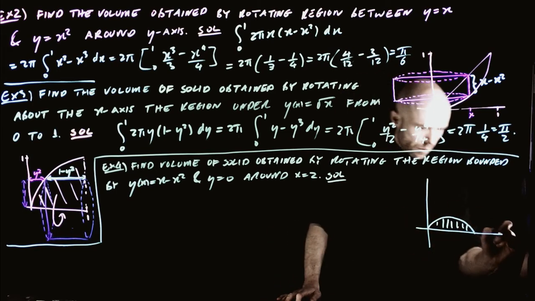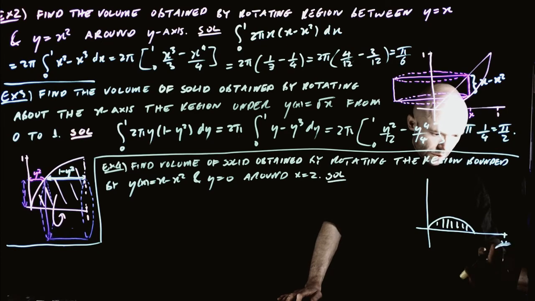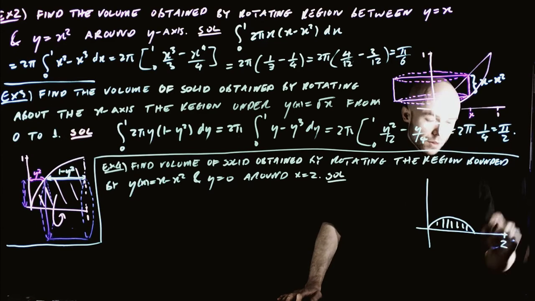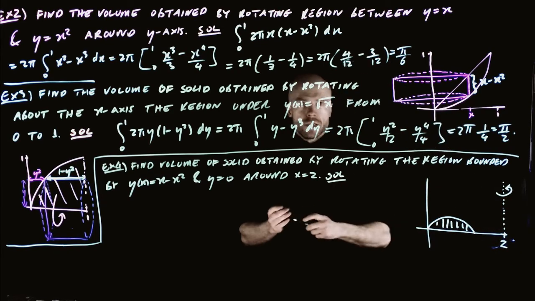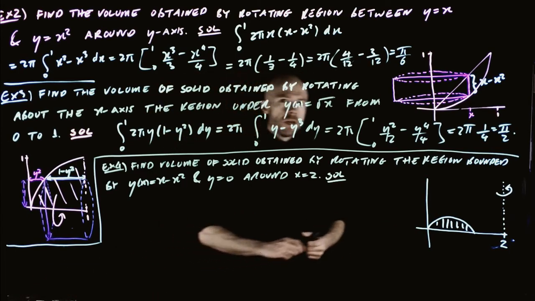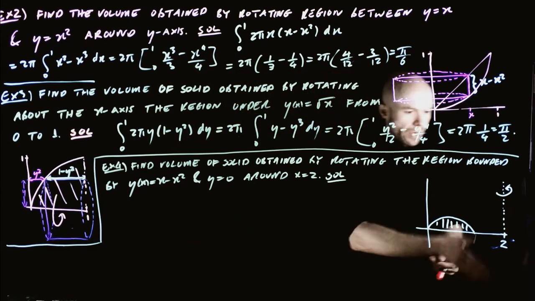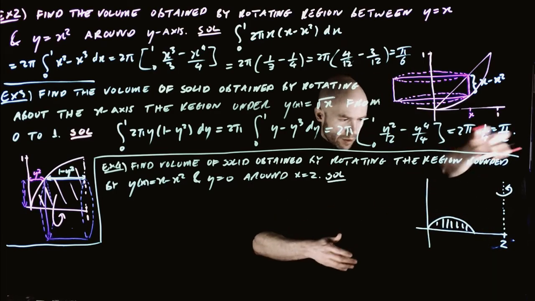Around x equals 2, so x equals 2 is right here. 2. Okay, so let's do this dotted line to indicate the axis of rotation. So we're rotating it around here. All right, so we're really going to have to think carefully now, because we don't have the y-axis or the x-axis. We have an axis which is set off, you know, some distance away.